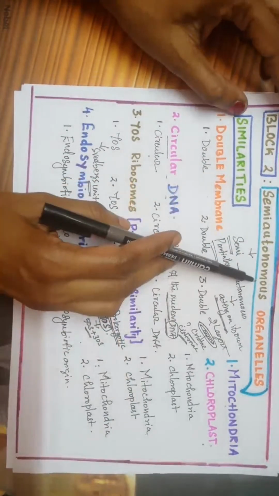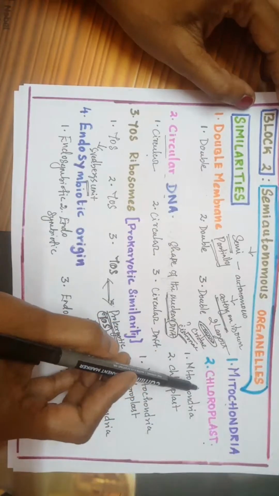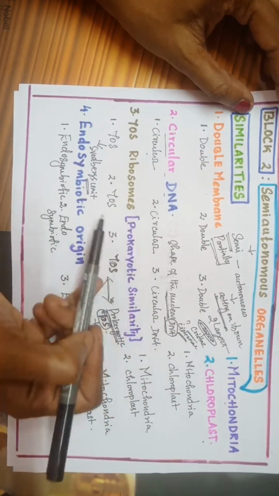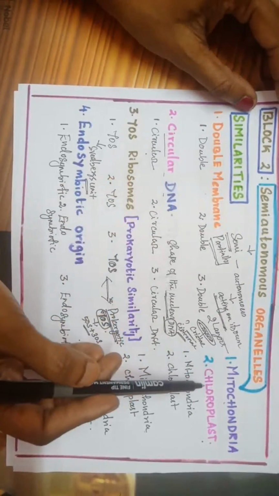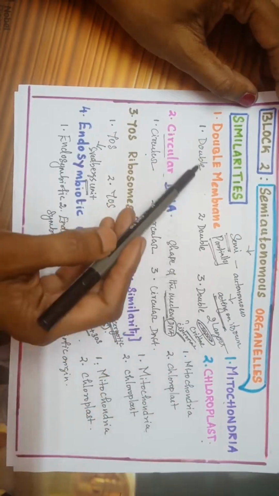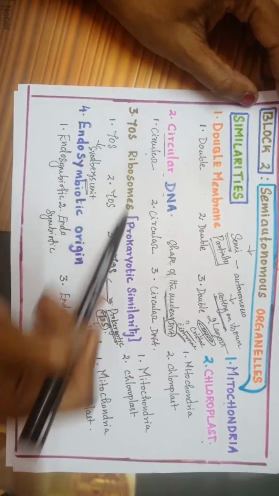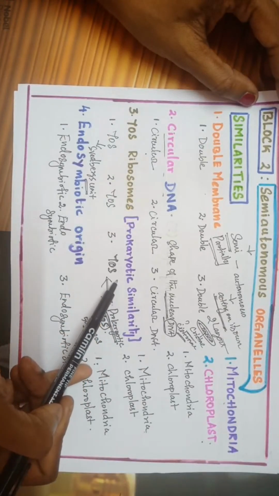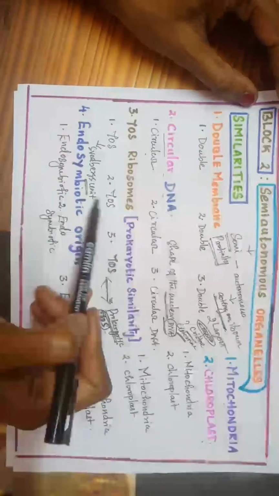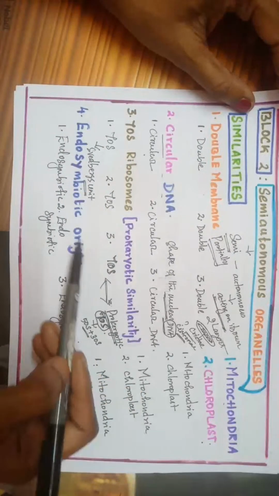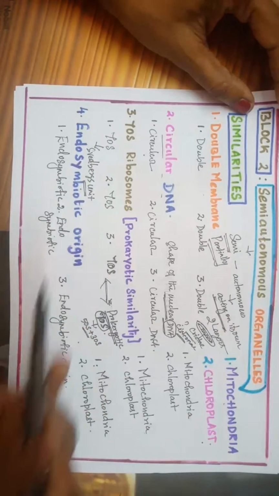Then semi-autonomous organelles, mitochondria and chloroplast. They are called semi-autonomous organelles because they have their own circular DNA, their own 70S ribosomes. What are the similarities between the two organelles? Double membrane, circular DNA, 70S ribosomes, and these ribosomes are also seen in prokaryotic organisms. That is the reason they are included in endosymbiotic origin. These two organelles are included in endosymbiotic origin.